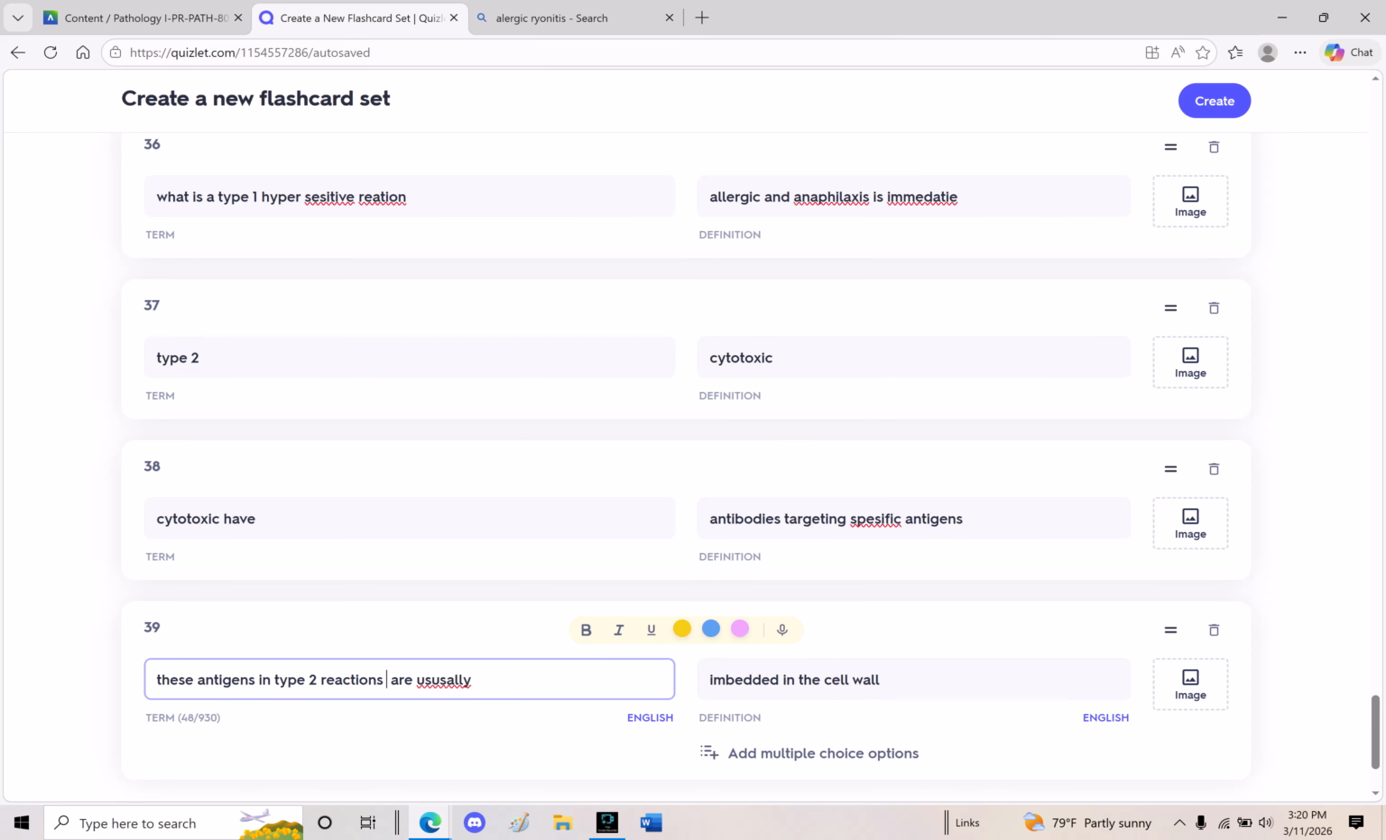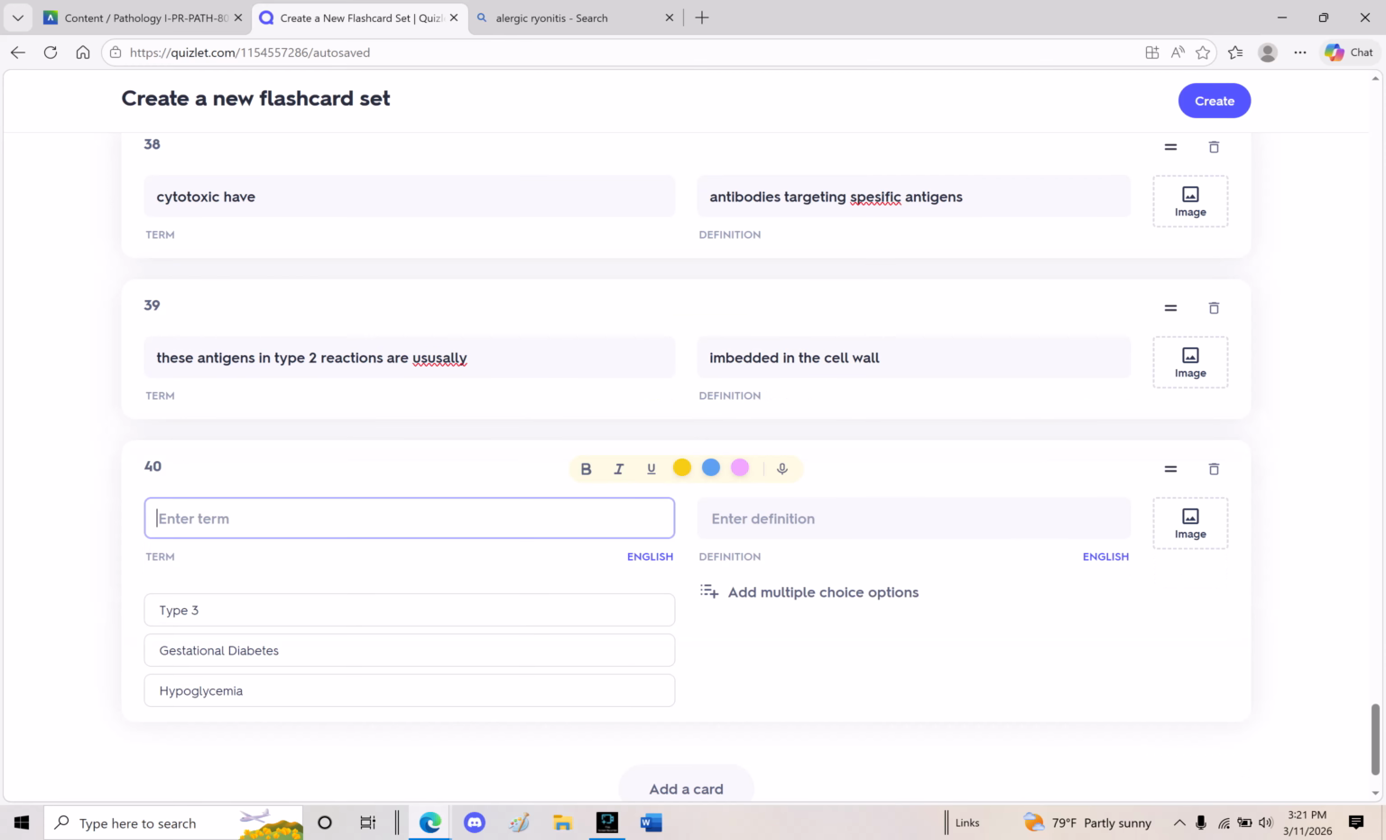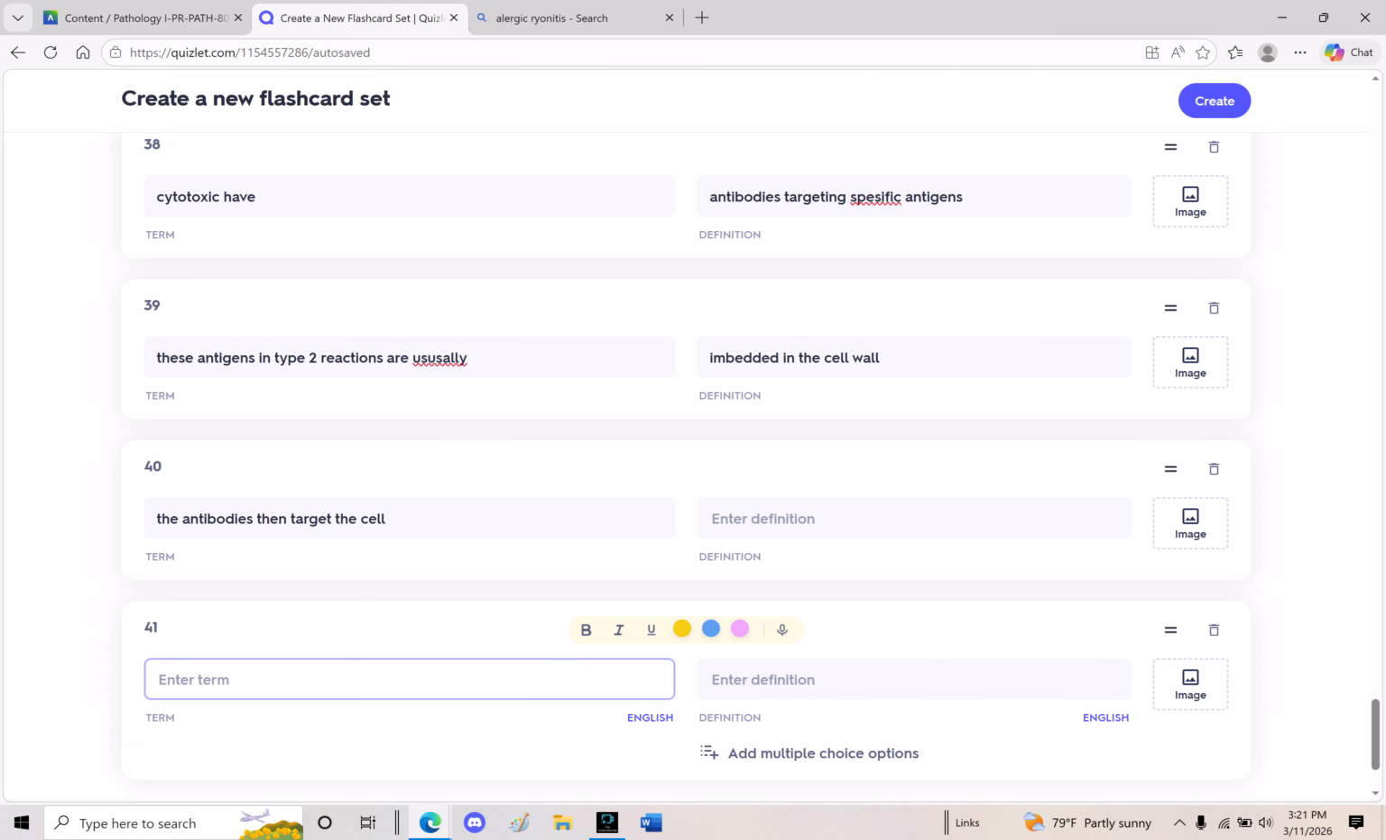So he calls them antibody-dependent or antibody-mediated. That will definitely help you understand the mechanism behind it because we're focusing on the antibodies, right? I'll explain to you why I call them cytotoxic when we get there, right? Our first one is going to be complement-dependent reactions.